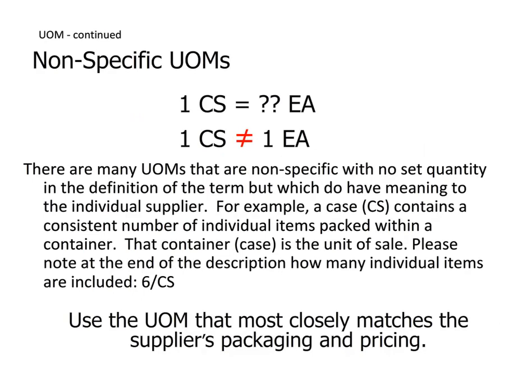There are many UOMs that are non-specific in the sense that there is no set quantity in the definition of the term, but which do have meaning to the individual supplier. A case, for example, will carry a consistent number of individual items packed within a container, and the container or case is the unit of sale. But a case of paper, 20 reams, and a case of cleaning solvent, 12 cans, have different quantities of individual units. For this reason, we ask that you note at the end of the description how many are packed in that container. For example, 6 per case. This helps us to verify that we are receiving and paying for correct quantities.